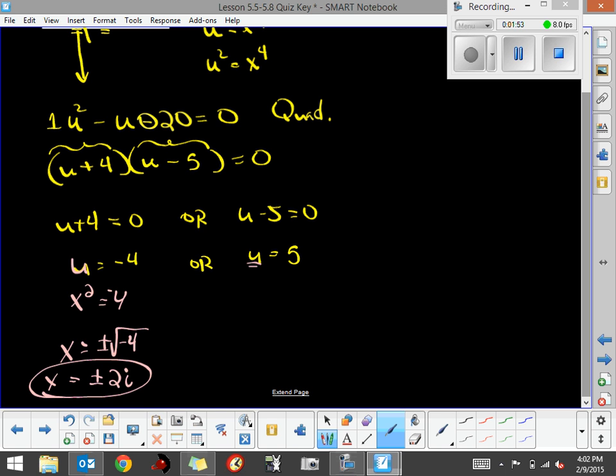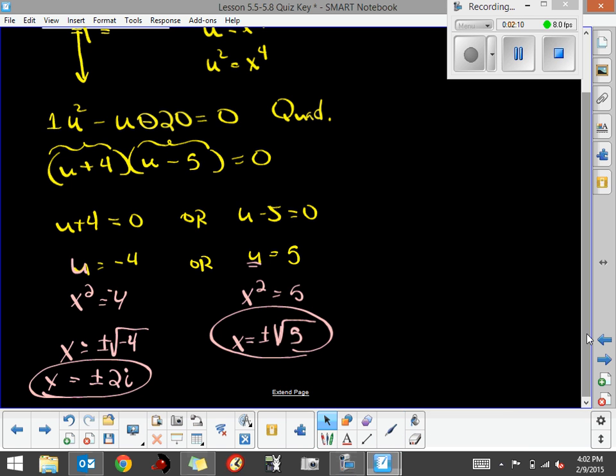The other one, we've got to replace u with x squared again. And we're going to do the same thing. We'll square root both sides, so it's plus or minus the square root of 5. And there's no perfect squares in 5, so those are our other two solutions. So we have four solutions for that fourth-degree polynomial. We found them through treating it like a quadratic equation.